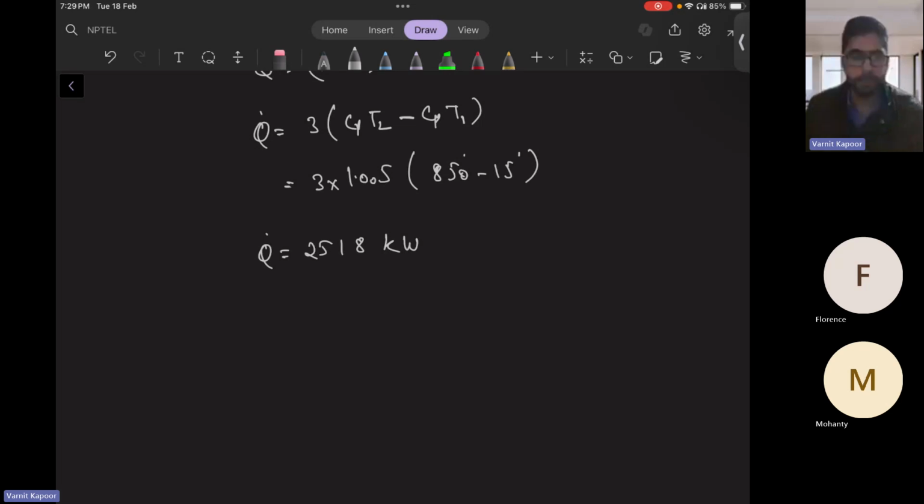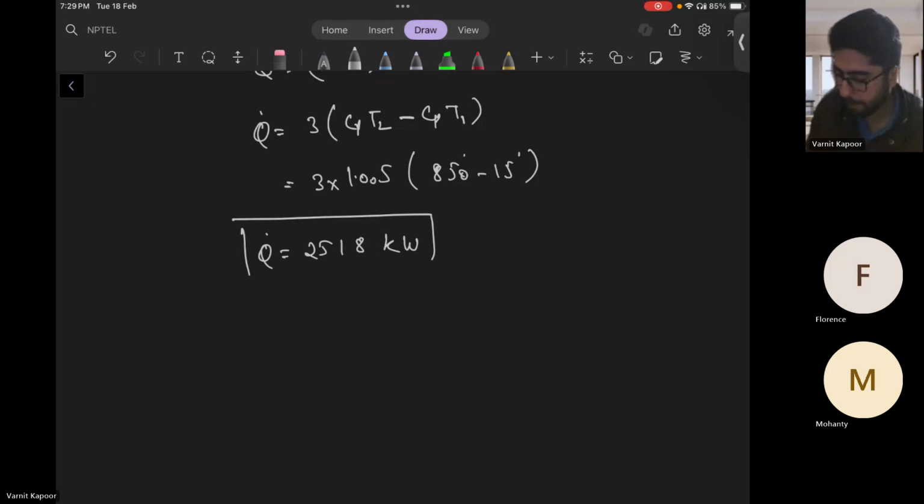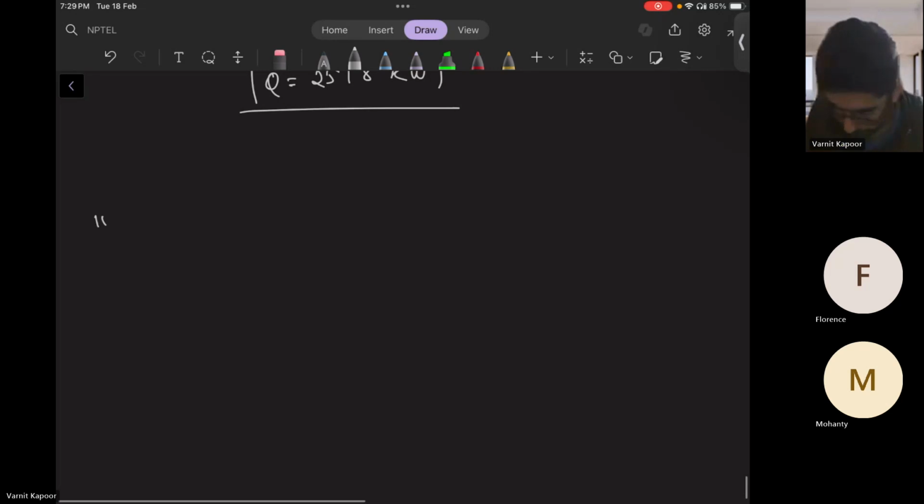Earlier it was kilojoule per kg, but since the mass flow rate is also there, it is kilowatt, from the second equation of SFEE which we have used. So for the first part we got our answer, that is the heat transfer in the heat exchanger. Now let's come to the next part.